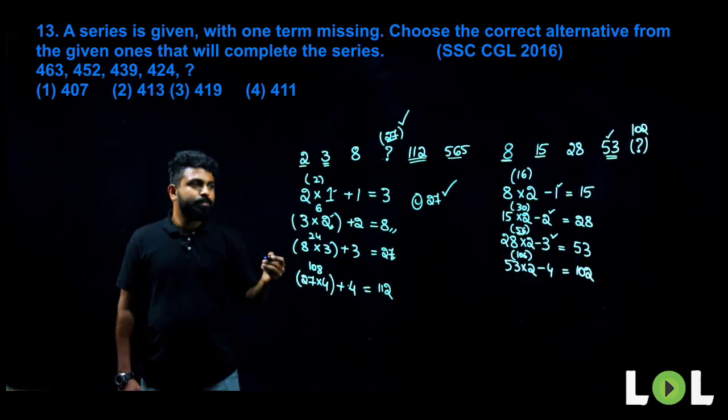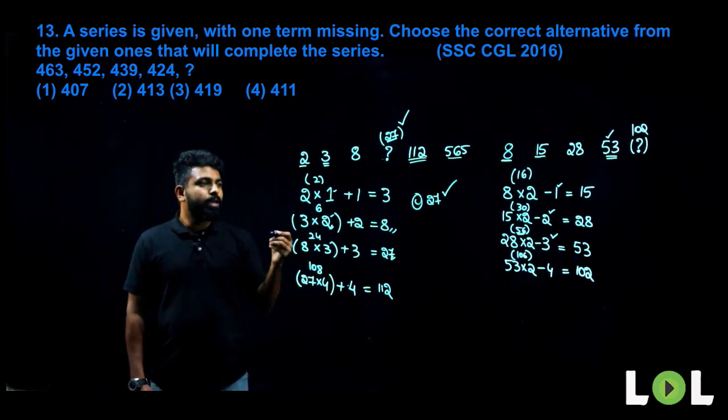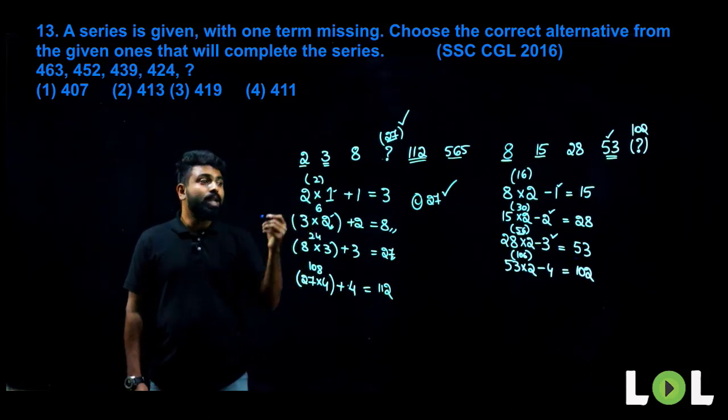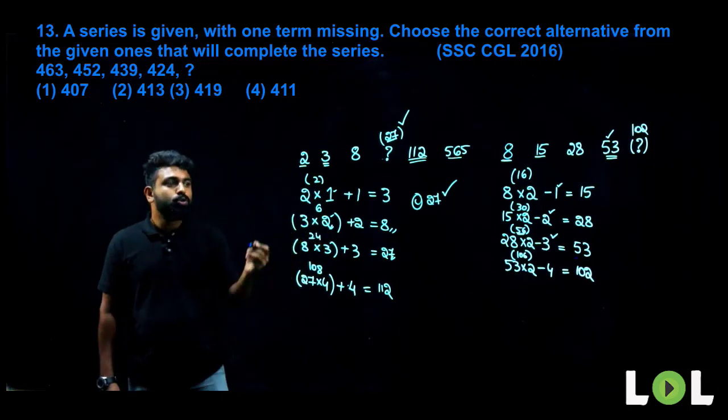The next question is, a series is given with one term missing. It is similar to the previous question. It is from SSC CGL 2016. It's once again from the same year. There are so many questions from number series from 2016.